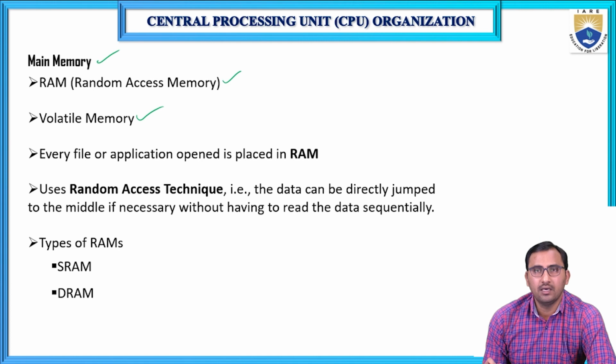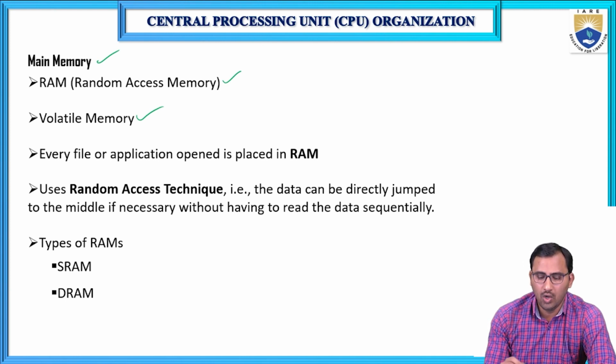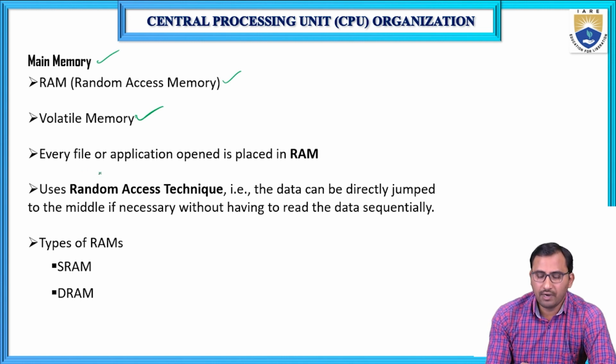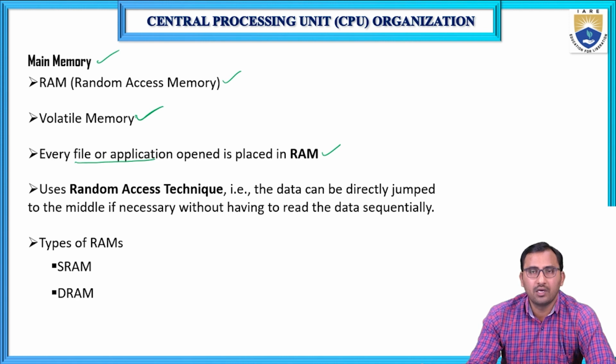Volatile memory means when the power supplied to the memory chip is turned off, then the contents stored in the memory get erased. That means when power fails, the data stored in the memory gets erased. Such a type of memory is called volatile memory. So RAM is categorized as volatile memory, and every file or application opened is placed in the RAM. If you open any file or any application, it will be opened from the RAM only.